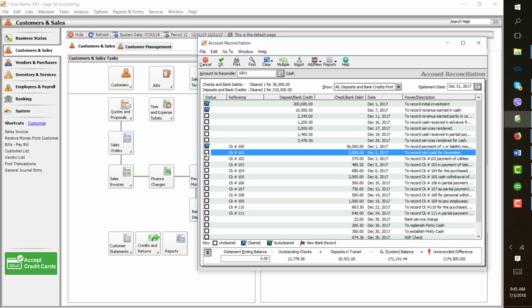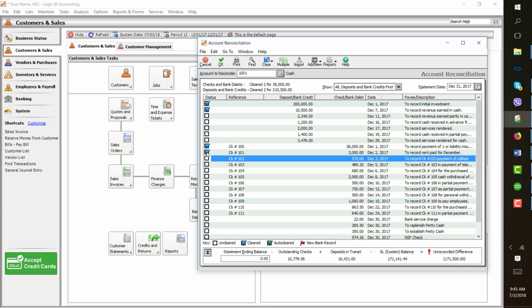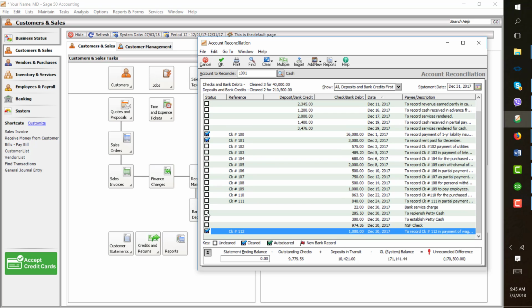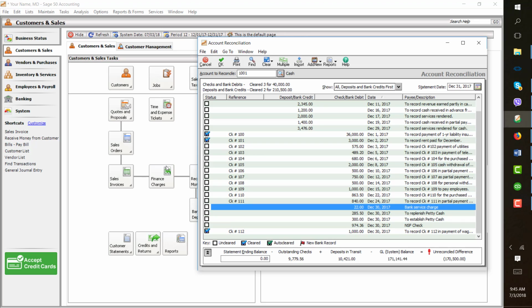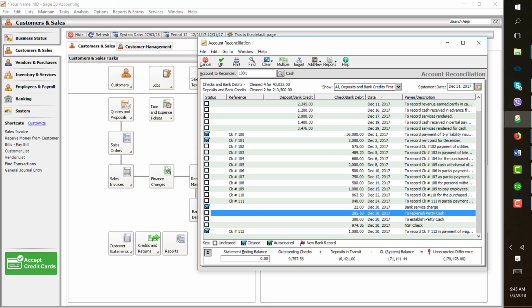I will mark a few of these, like check number 100 for 36,000 has been paid and check number 101 for 3,000 has been paid, and so forth. Observe that some of the checks that the company had written and found in the general ledger may not appear in the bank statements. These checks are outstanding checks, meaning they have not been presented to the bank for payment. Some of these outstanding checks may appear in the next month's statement.